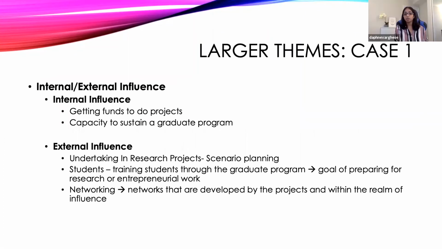In terms of internal influence for C1, it is about getting funds to do projects, as well as ensuring to sustain the graduate program that is tied to the core of the university. And for external influence, C1 is about helping undertake research projects to help advance society, as well as train students in the grad program, which could be helpful for students so that they could see the SI through the lens of research or entrepreneurial work. And lastly, networking is another type of external influence envisioned by C1.